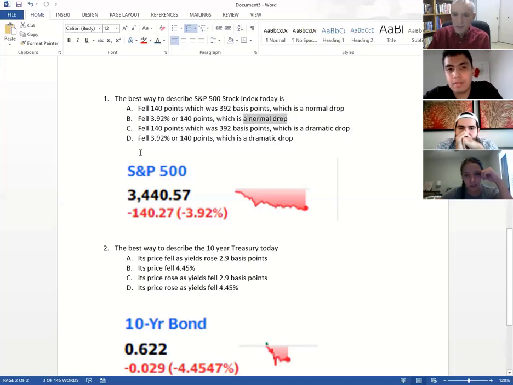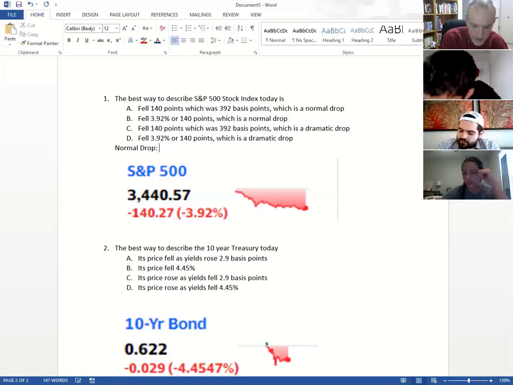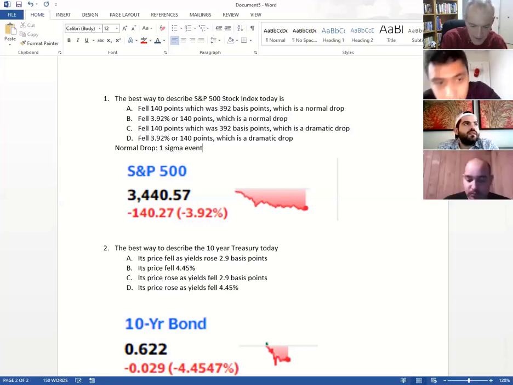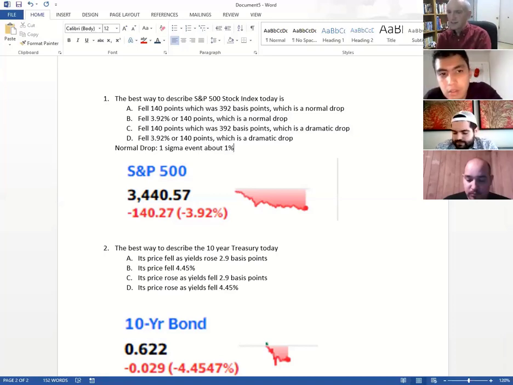Okay, so let's talk about the normal drop. What did I say on the normal drop? A 1 sigma event was what? Anybody remember? It's about 1%. So what was today? Almost 4%. Almost 4 sigma event. How often does a 4 sigma event happen? Like once every 1,000 years or so? I don't know. I'd have to actually calculate it.